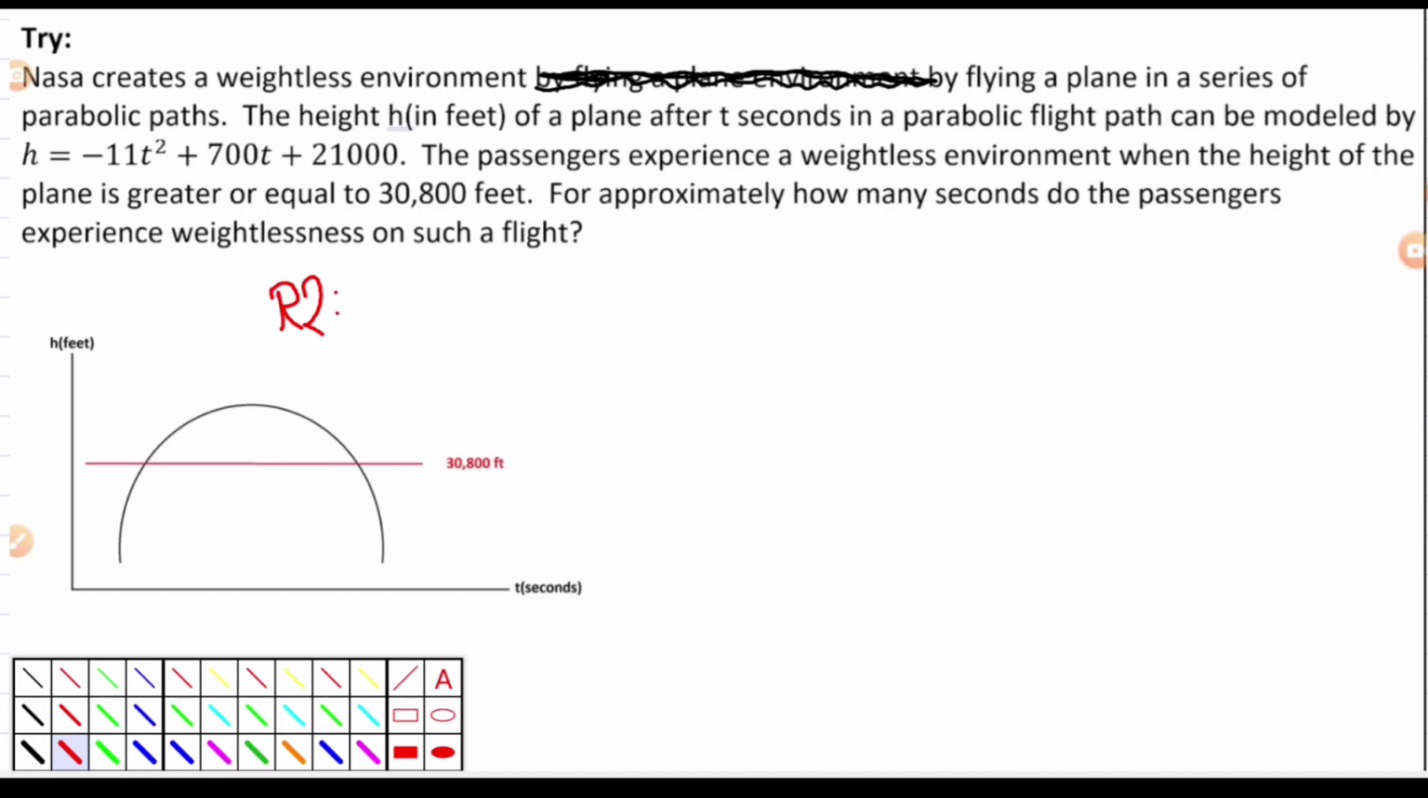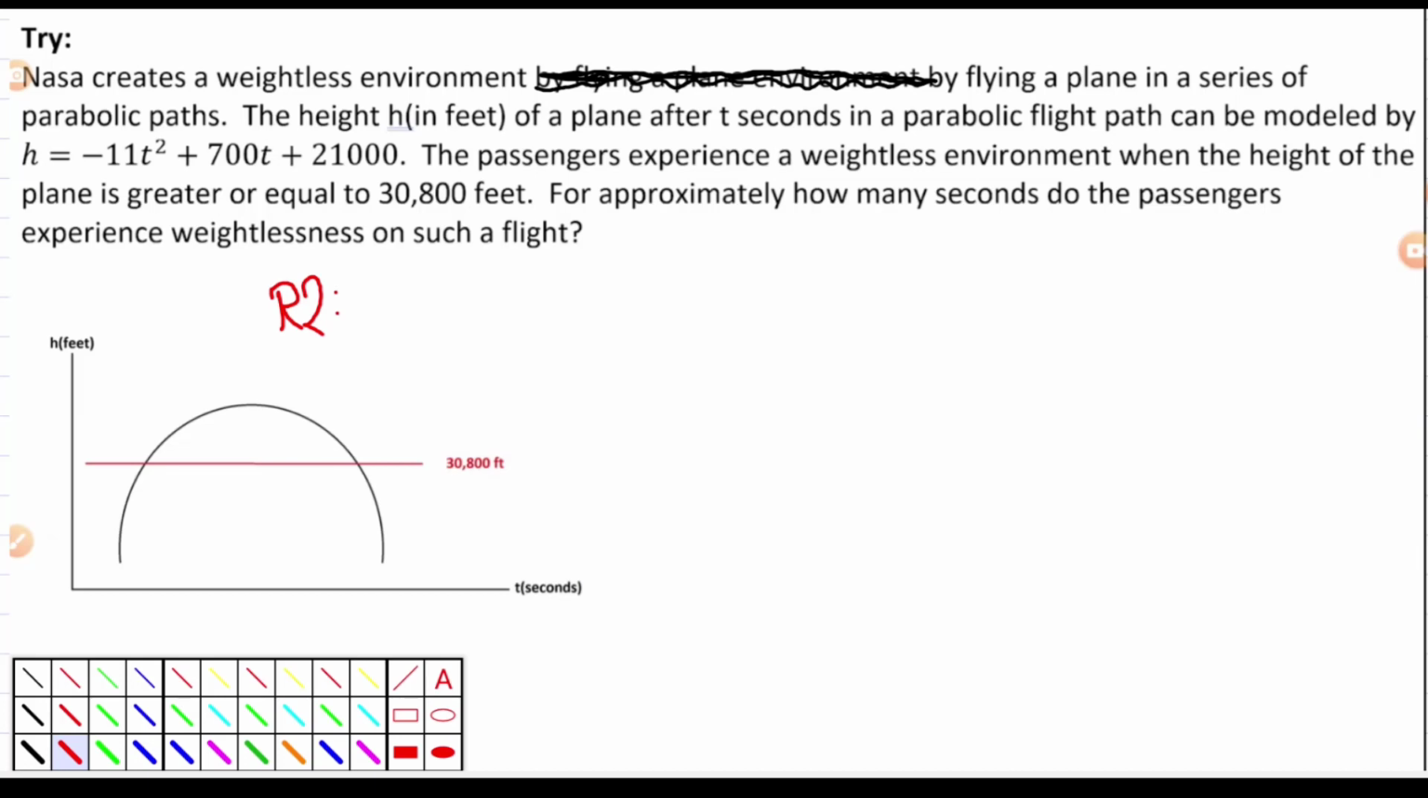Okay, so this is our second read. NASA creates a weightless environment by flying a plane in a series of parabolic paths. The height h in feet of a plane after t seconds can be modeled by this equation. The passengers experience a weightless environment when the height of the plane is greater or equal to 30,800 feet. For approximately how many seconds do the passengers experience weightlessness on such a flight?